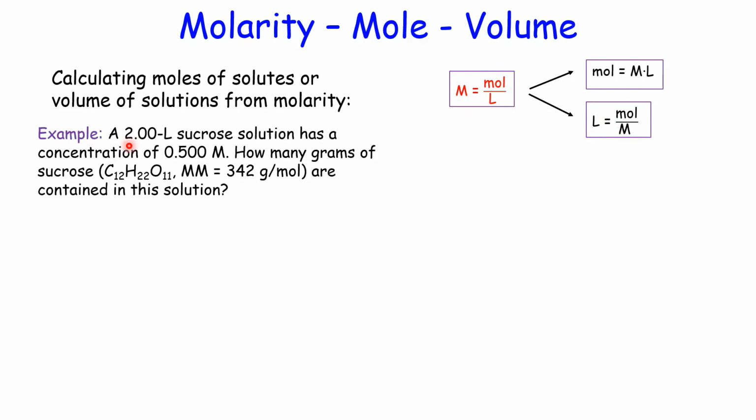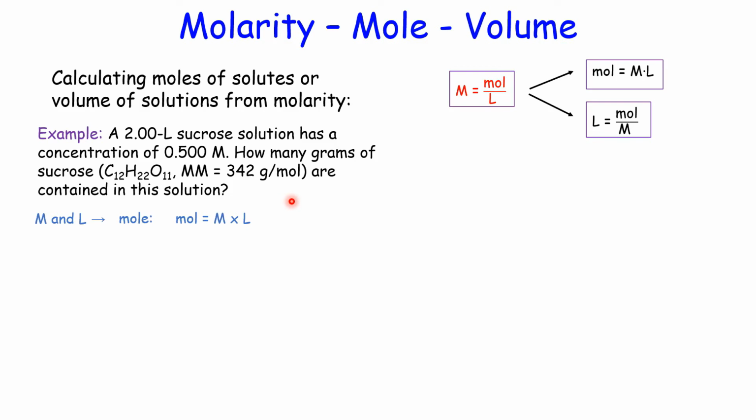Here is one example. A 2-liter sucrose solution has a concentration of 0.5 molar. How many grams of sucrose, here's the molar mass, are contained in this solution? So let's take a look. What are given? Molarity is given, M, and then the volume is given, so liter is given. And what do we need to find out? We need to find out the number of moles.